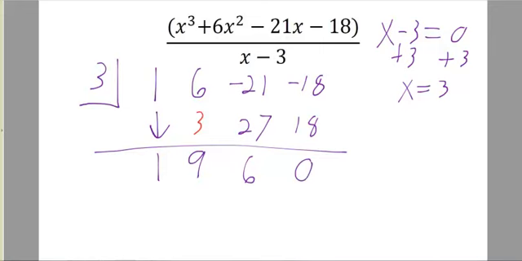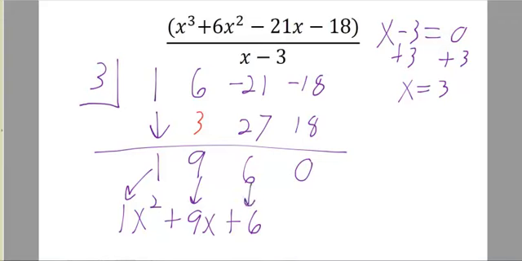Then from our answer, so these are our coefficients, we're going to drop the exponent by 1. It's going to become squared, and so we'll have 1x squared plus 9x plus 6. And again, our coefficient comes down from there. And that is how you synthetically divide. I'll show you one more example.